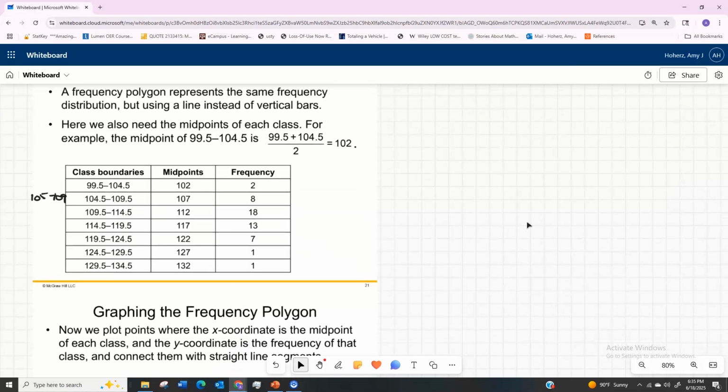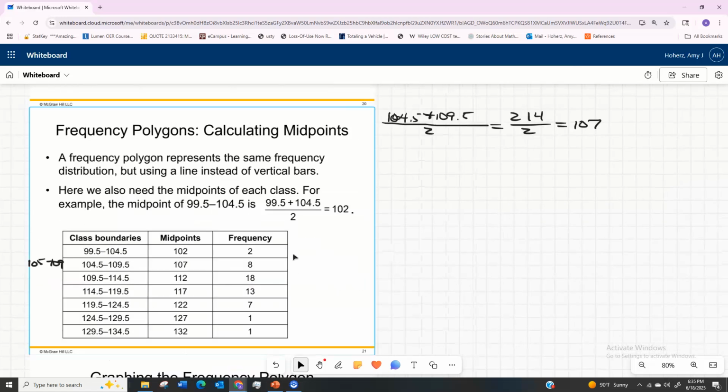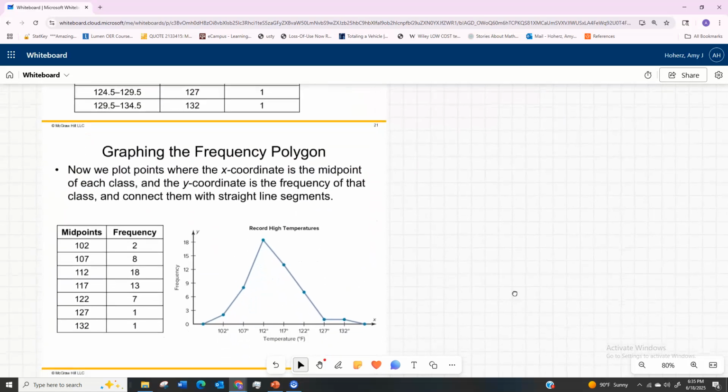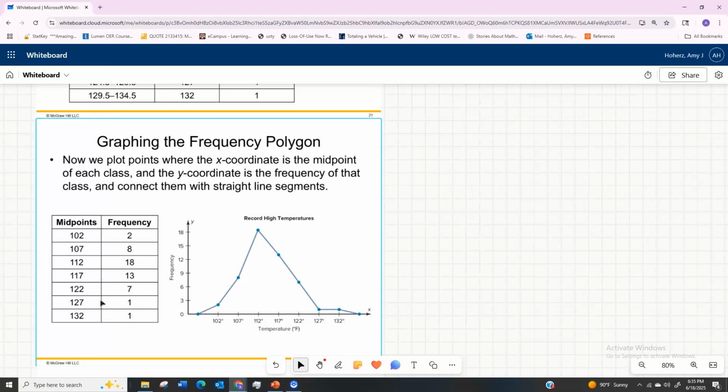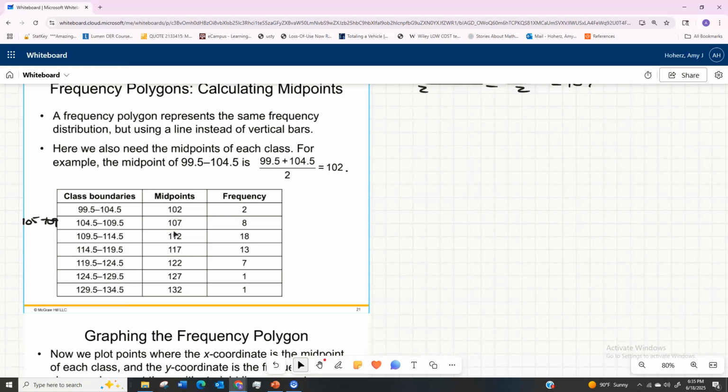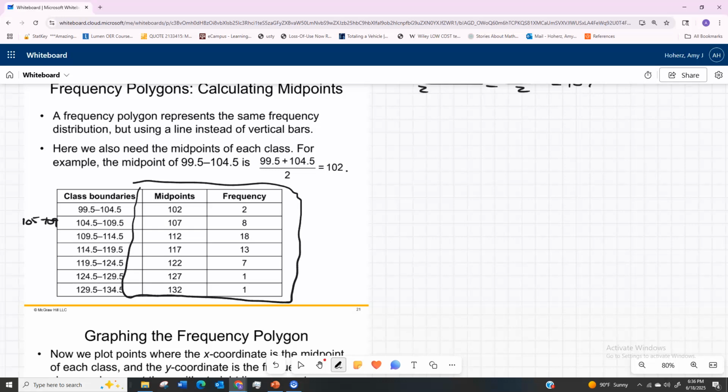Okay, so now when we go to graph the frequency polygon, we don't need the class boundaries anymore. We only need the midpoints and the frequency. So you don't have to take this off your table, but for the sake of space, they only list in this table the midpoints and the frequencies. So here's all our midpoints that we had from these classes, and then the frequencies. So they're just cutting off that first column and just giving us these 2 columns.